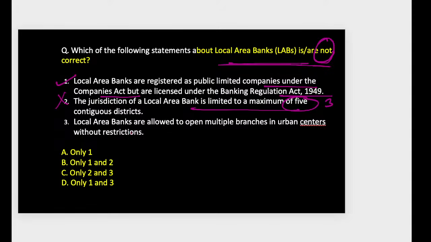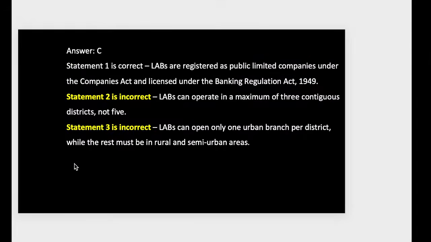The third statement: local area banks are allowed to open multiple branches in urban centers without restrictions. Now they can have only one branch in urban areas, otherwise the others must be in rural areas. So 2 and 3 means option C will be the right answer for this question, not A.